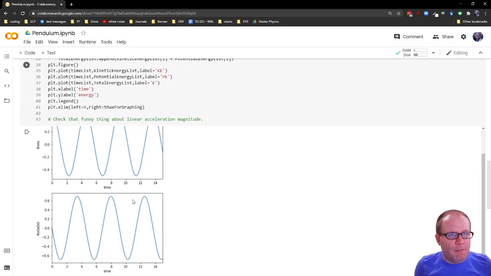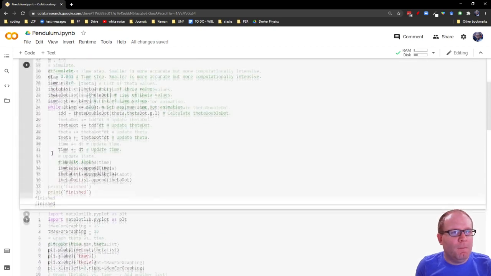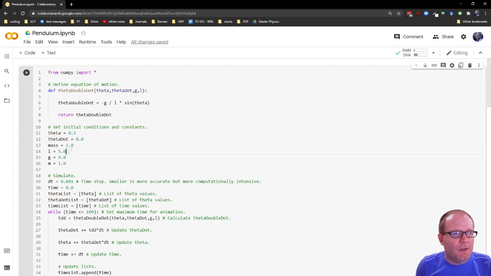Cool. I get very much the same graph here. Let's see, the amplitude for theta is not changing, but the period should be changing. So the period right now we're getting looks like about 4.5. So we had 4.5 for this value of L. Let's try increasing this to 20.